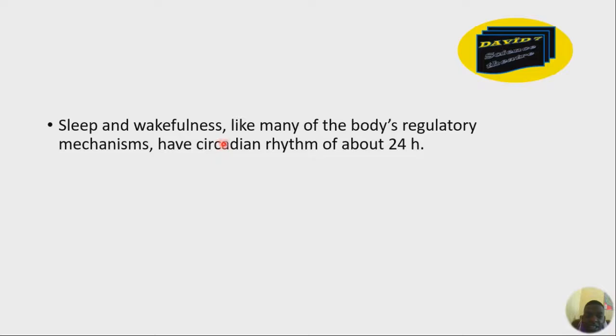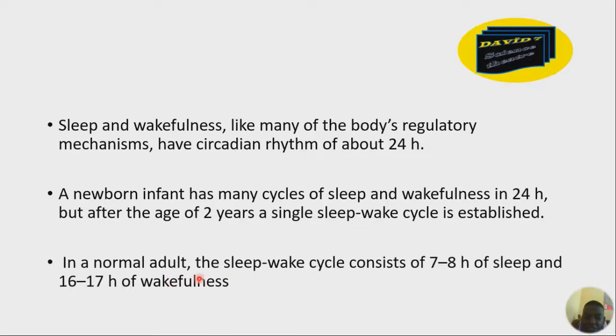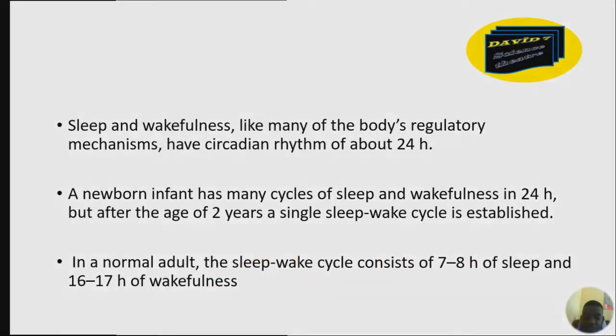Sleep and wakefulness, like many of the body's regulatory mechanisms, have a circadian rhythm of about 24 hours. A newborn infant has many cycles of sleep and wakefulness in the 24 hours. But after the age of 2 years, a single sleep-wake cycle is established. These are facts and you should note them. In a normal adult, the sleep-wake cycle is single. It consists of 7 to 8 hours of sleep and 16 to 17 hours of wakefulness.